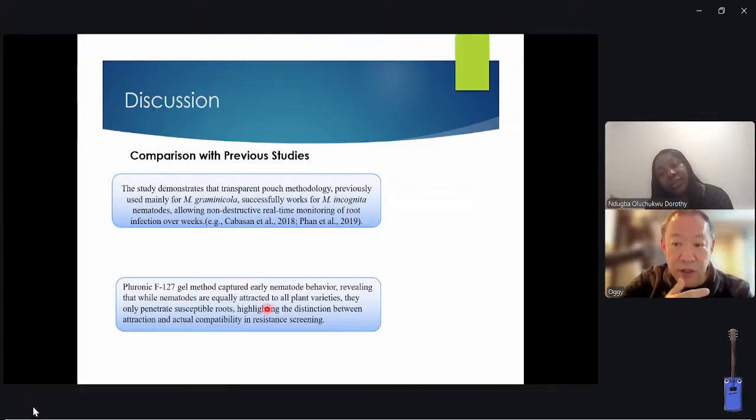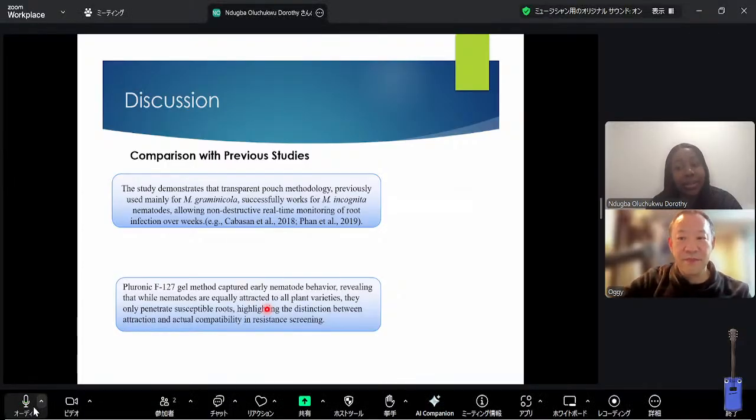So it's the other way around. Yes. Like in Japan, Meloidogyne graminicola is causing harm to Japanese rice, but not to Nigerian rice. And Meloidogyne incognita is damaging the Nigerian rice, but not Japanese rice, right? Not in Japan. Okay.